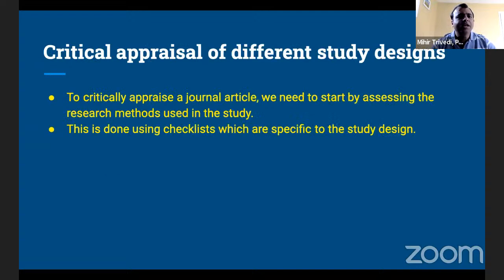Next is a critical appraisal of different study designs. Now, when we are talking about research, we of course want to see which kind of study it applies to. So to critically appraise a journal article, we need to start by assessing the research methods used in the study. And this is done using a checklist which is specific to the study design.